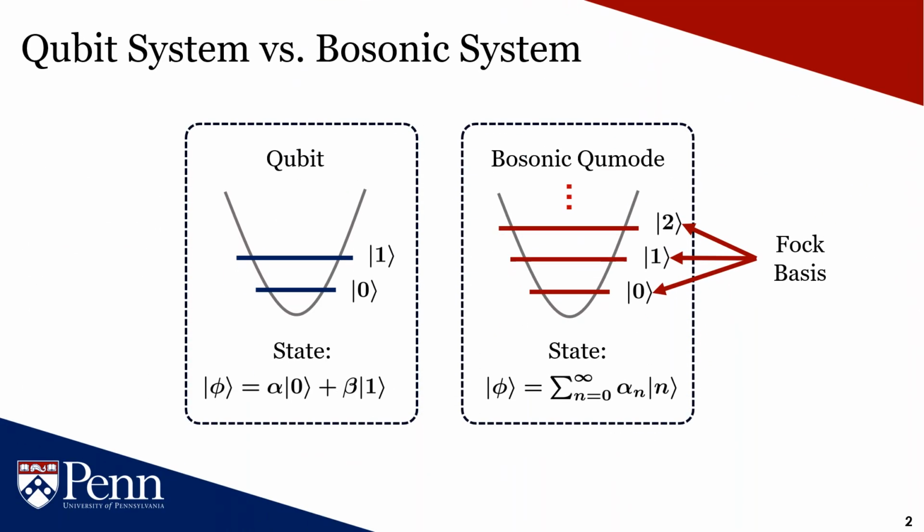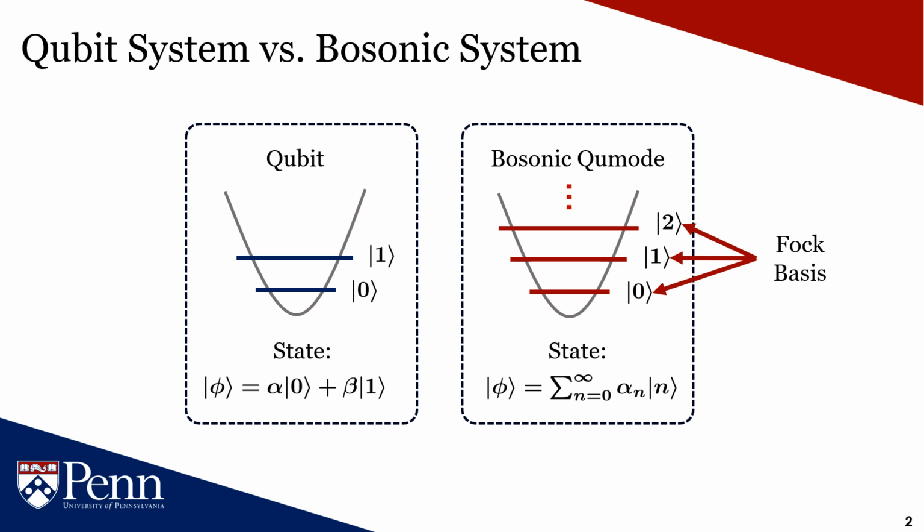To begin with, I want to introduce the Bosonic quantum system. Many of you may be familiar with the qubit system. It can be described by a two-dimensional Hilbert space with states 0 and 1. Then a valid quantum state is a linear combination of 0 and 1. For example, phi equals alpha 0 plus beta 1.